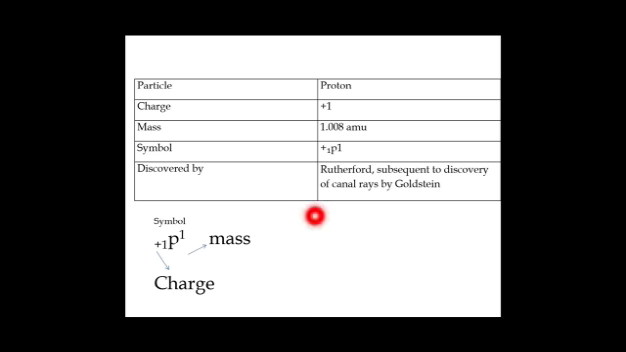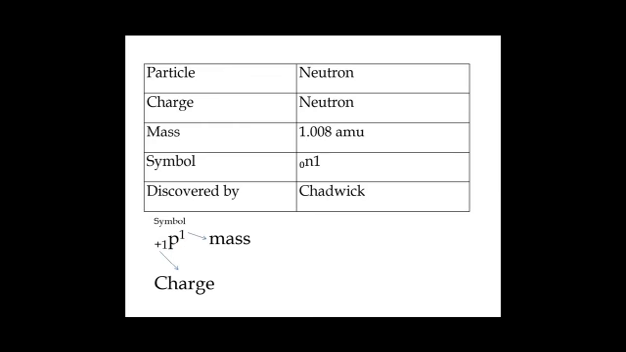This is the symbol of the proton. Mass of the proton is 1. Charge of the proton is +1 and it is denoted by the letter p.